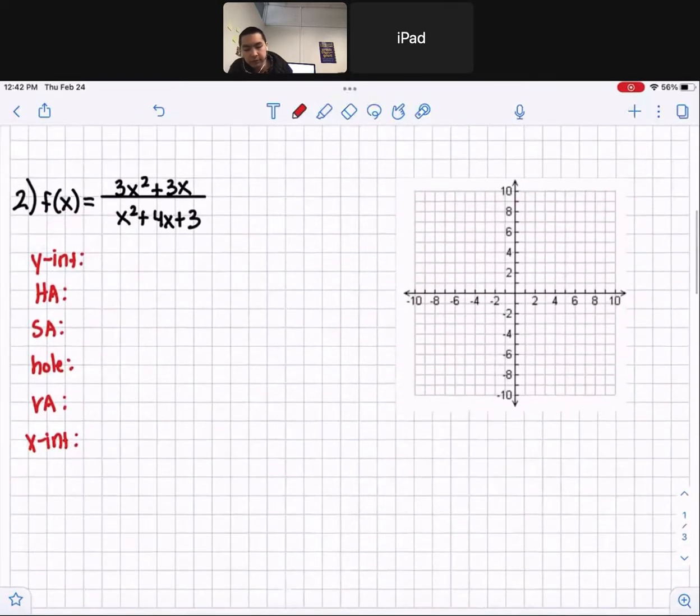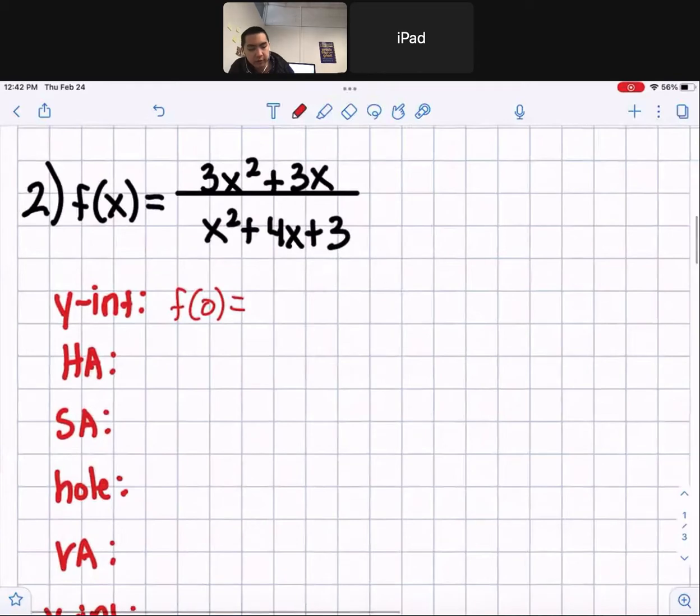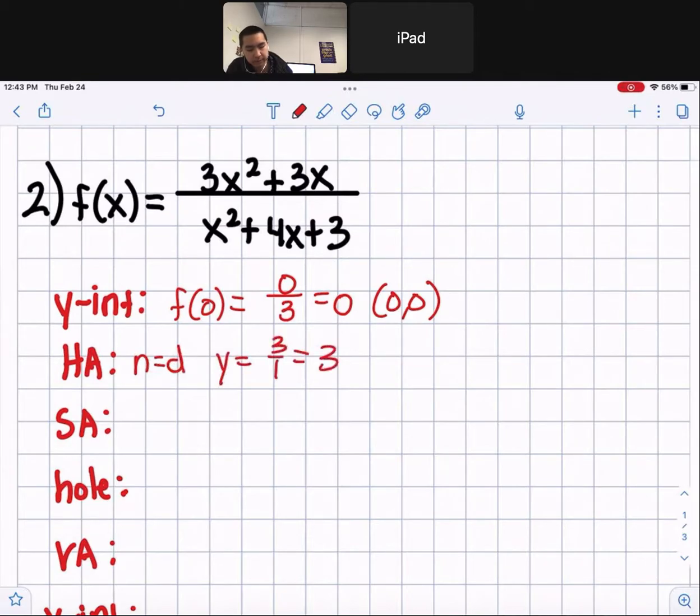Here, y-intercept. So again, set x equals 0. Ultimately, when you plug in 0 for all the x's, you're only going to get 0 all over 3, which is 0. So 0 comma 0 is your y-intercept. Horizontal asymptote: because the degrees are the same, top and bottom, you look at the coefficients. 3 over 1, which is 3. Slant is none, because we already have a horizontal.